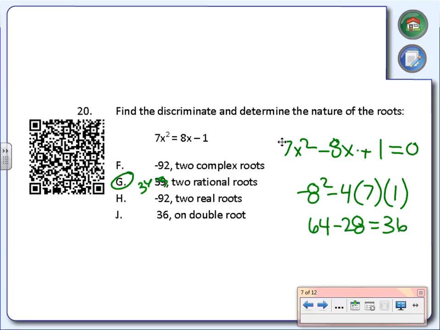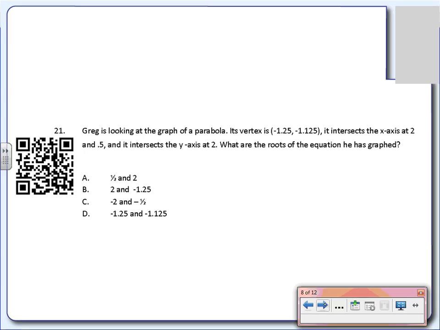All right, number 21. Hurry. 21. Greg is looking at a graph of a parabola. Its vertex is negative 1.25 and negative 1.125. It intersects the x-axis at 2 and negative 0.5. It intersects the y-axis at 2. We're looking for the roots to this equation. So what did you find for the roots? All right, roots are the same thing as what?